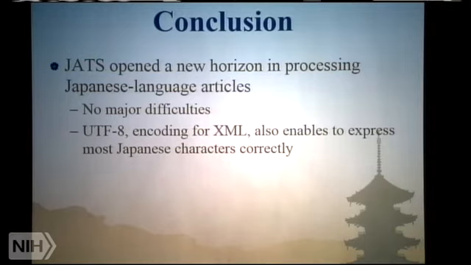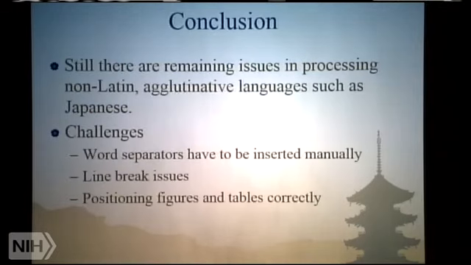JATS opened a new horizon in processing Japanese language articles. There have been no major difficulties. UTF-8 encoding for XML also enables the expression of most Japanese characters correctly. Still, there are remaining issues in processing non-Latin agglutinative languages, such as Japanese. The main challenges include word separators having to be inserted manually, line break issues, and positioning figures and tables correctly.